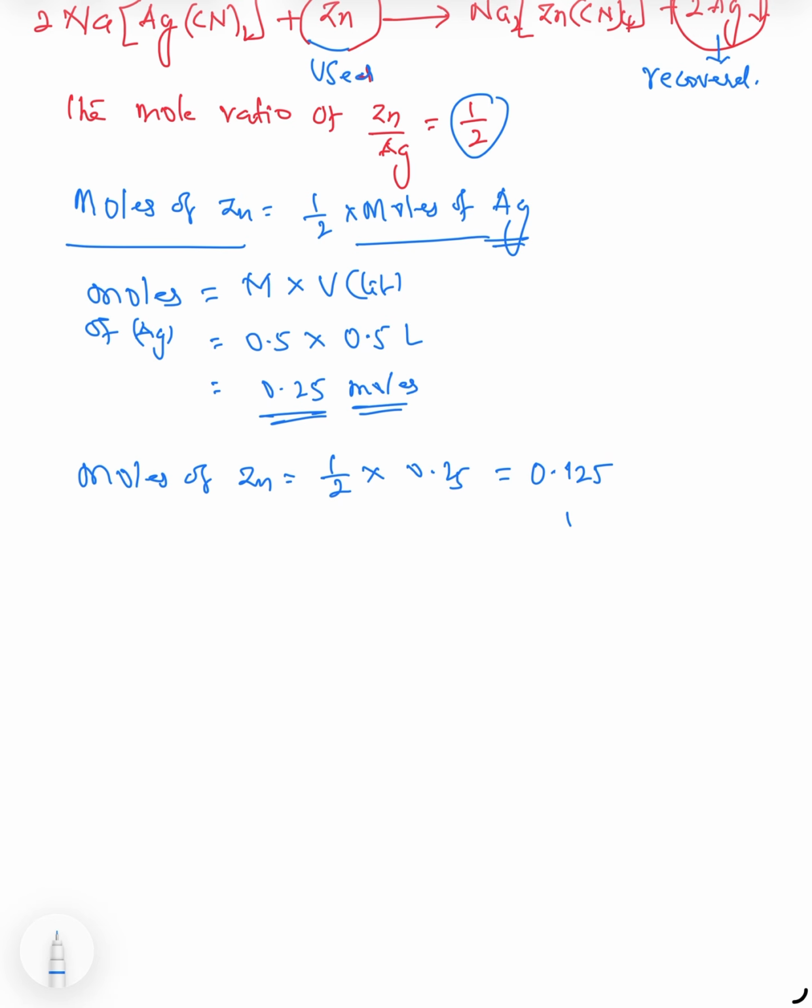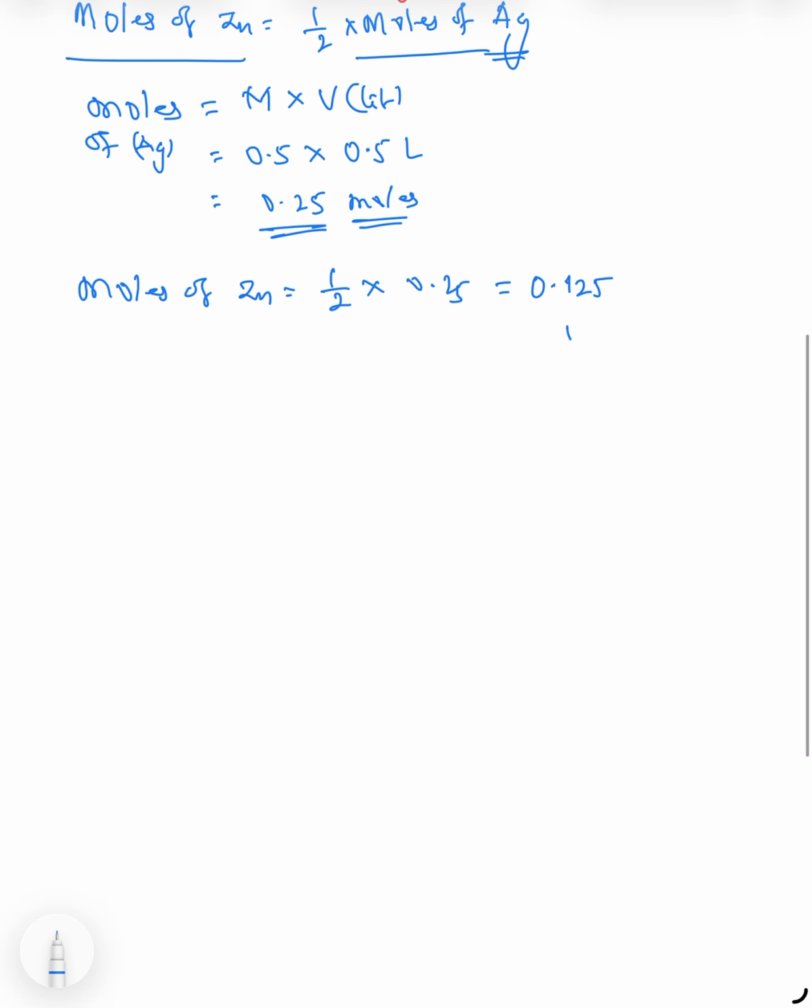0.125. This is equal to moles of what? Zinc. So whatever moles we got, you have to multiply with the atomic weight of zinc, right? So mass of zinc is equal to 0.125 into what is the mass of zinc? The atomic mass of zinc is given in the question, that is 65. Then how much will we get?